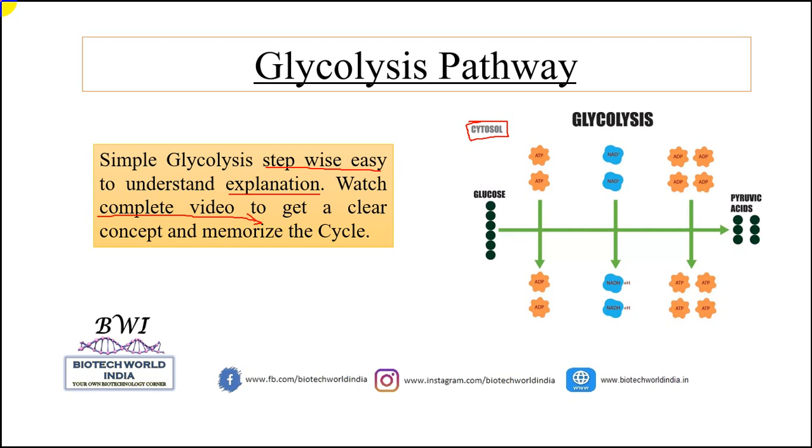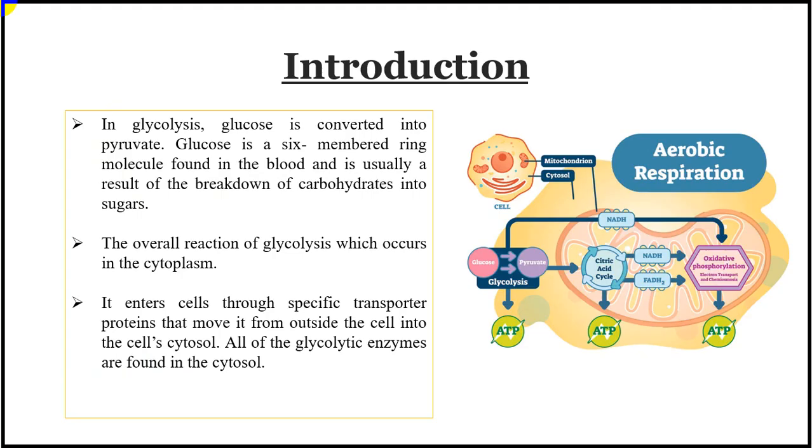So glycolysis is the basic metabolic pathway which is very important in the human body, or we can say in mammals. Okay, so let us start. Introduction: first of all, we will understand what glycolysis is. As we know, glucose is a six-membered ring molecule. It is found in the blood, in the red blood cell basically, and usually it is the result of the breakdown of carbohydrates into sugars.